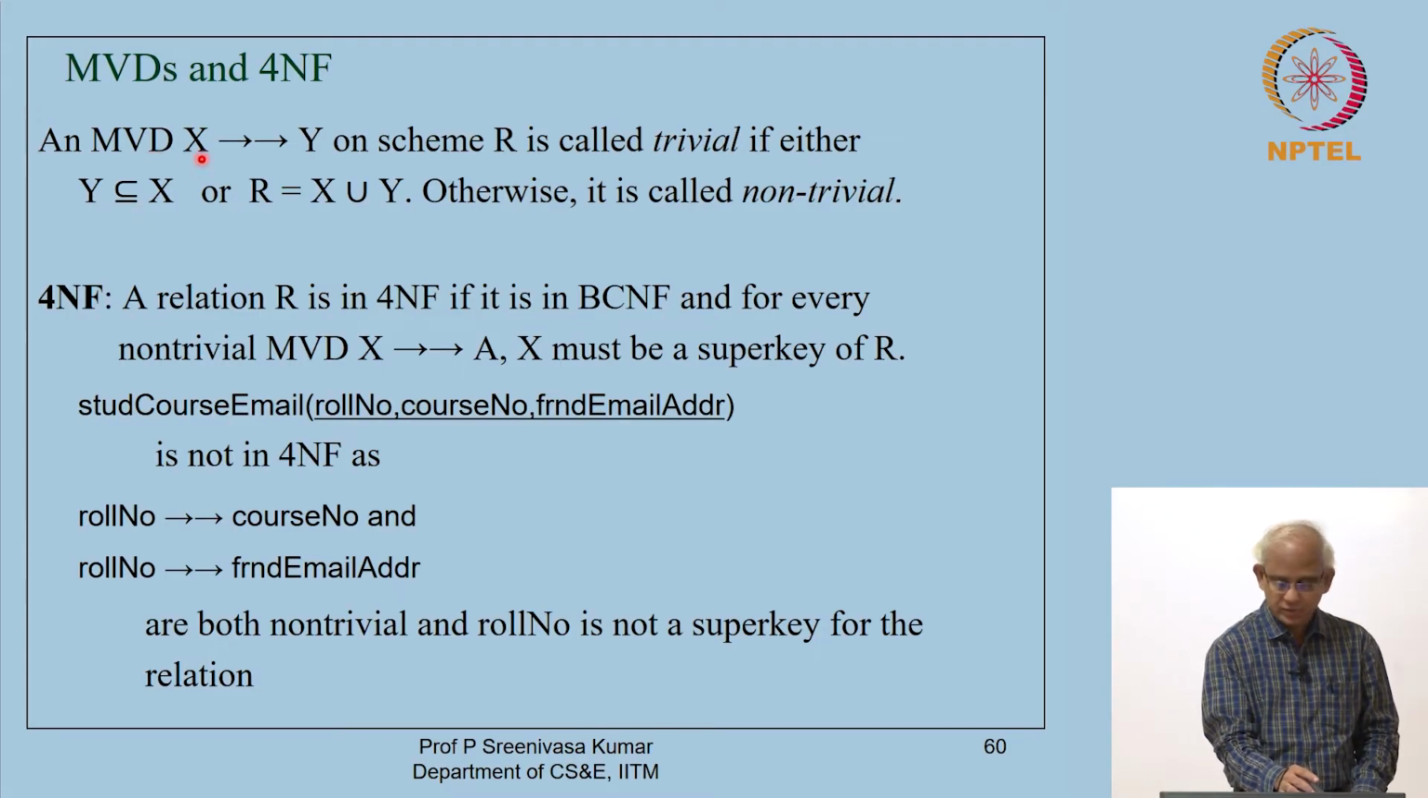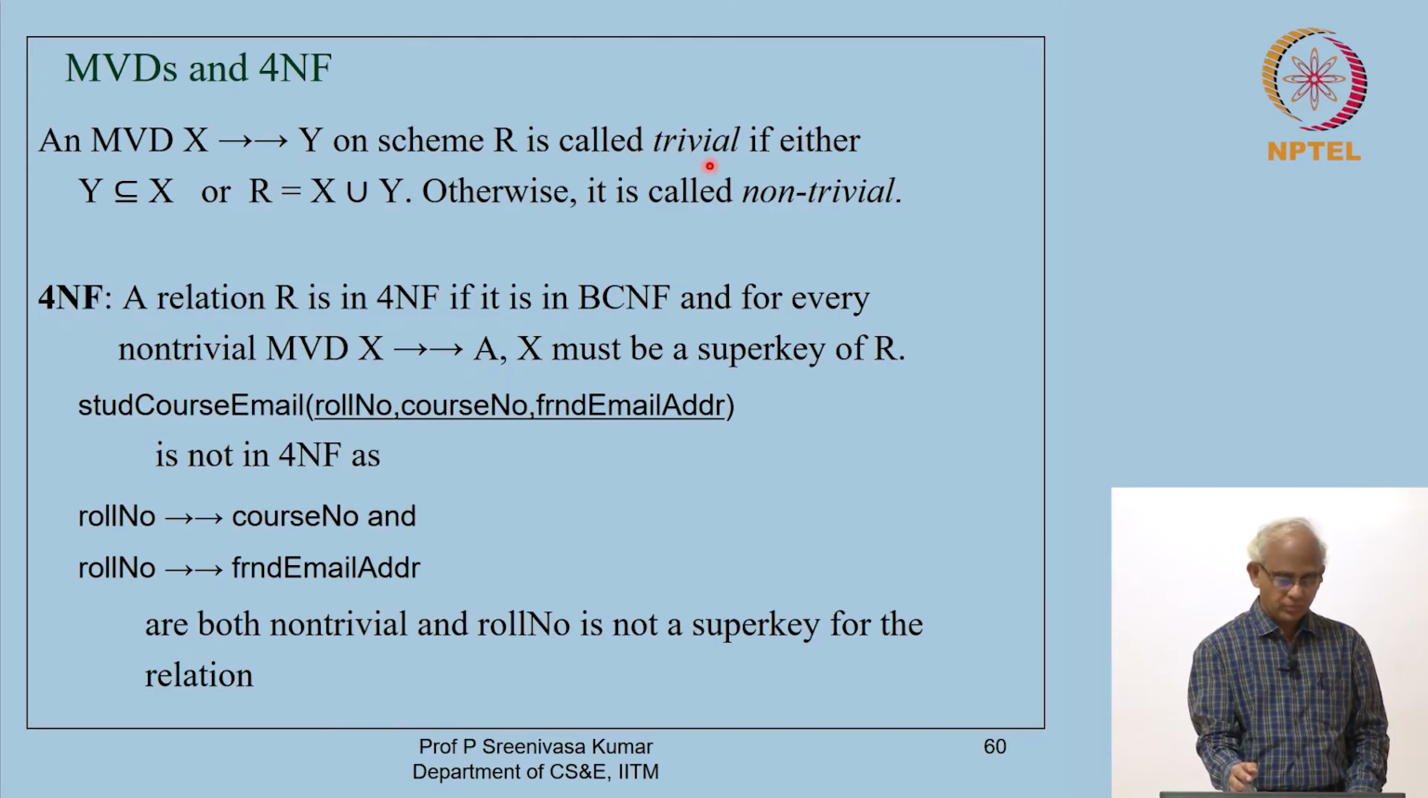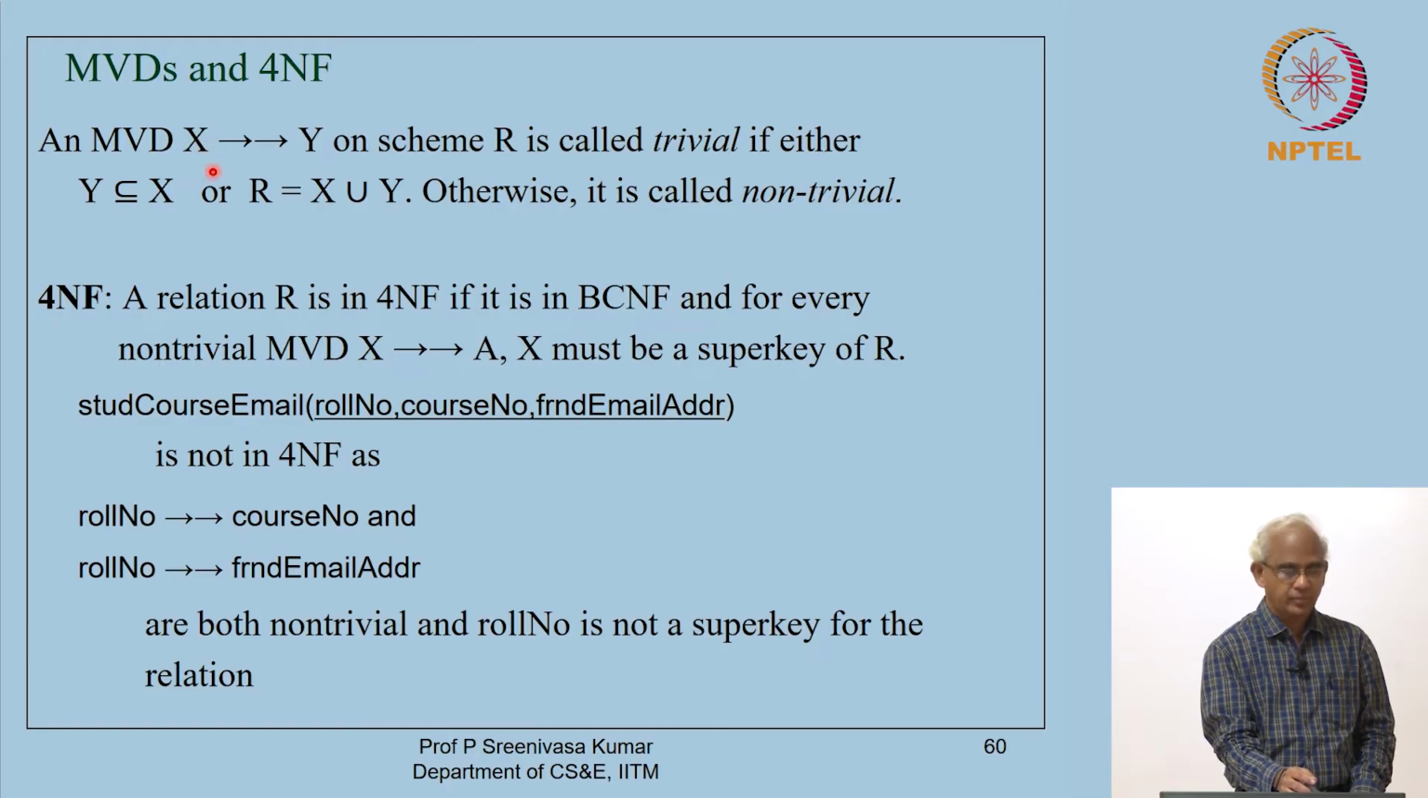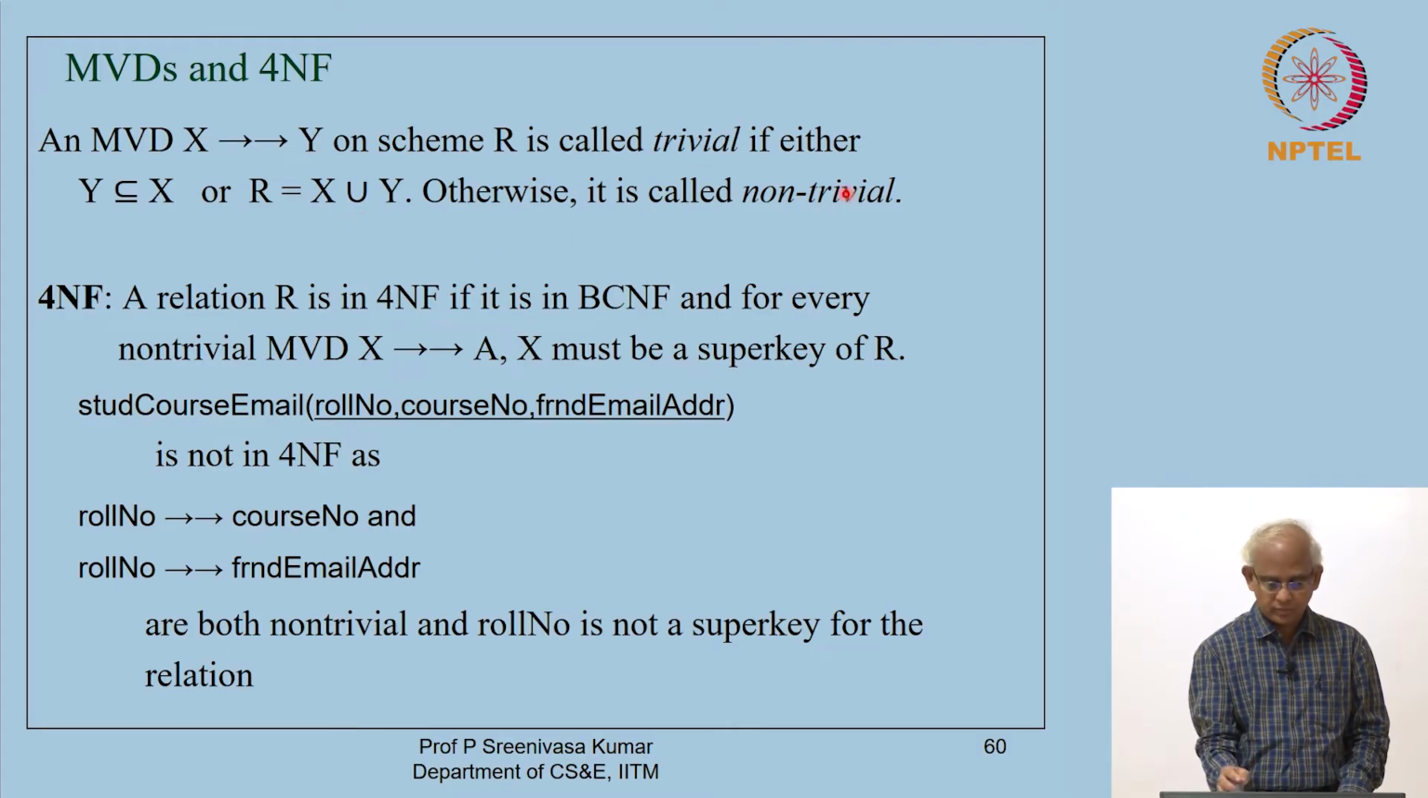Before that we will also define when you call an MVD a trivial MVD. An MVD X multi-determines Y on scheme R is called trivial if Y, the right hand side, is a subset of the left hand side, or the union of X and Y is actually equal to the whole of R. Otherwise, it is called non-trivial.